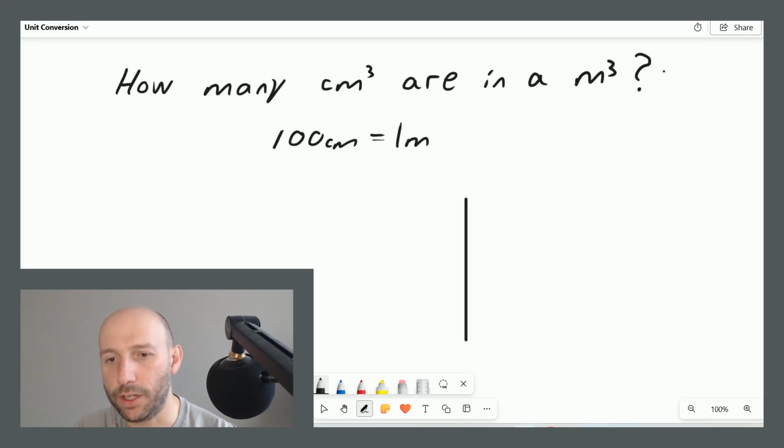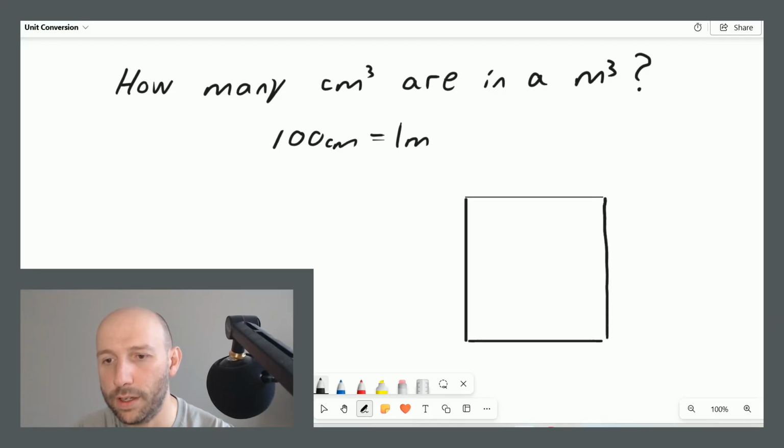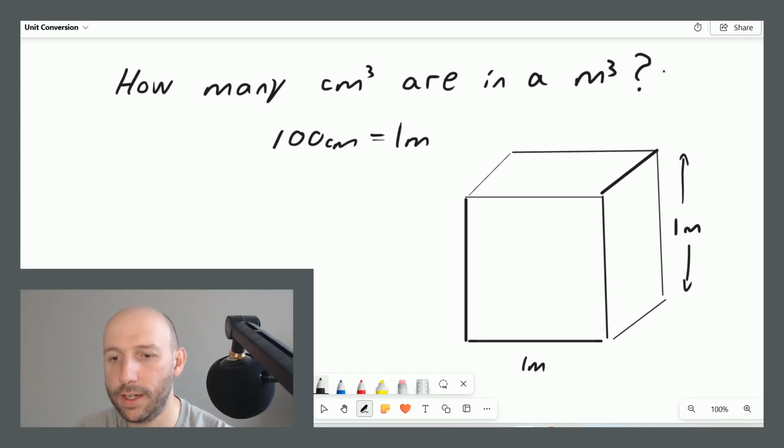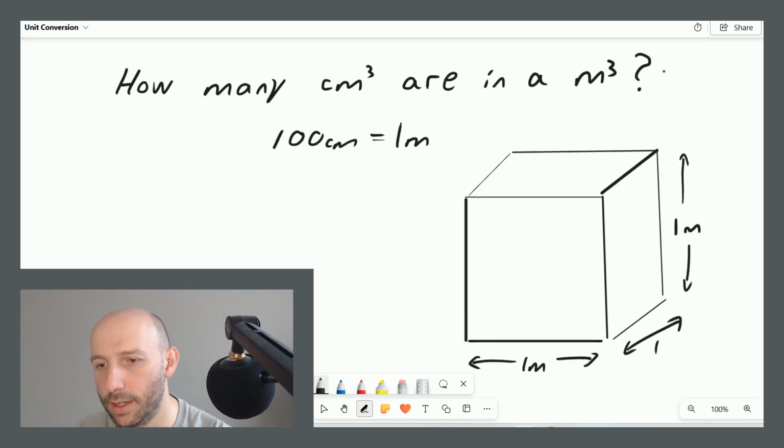Let's imagine our cubic meter. So we have a cube, and each side of that cube has a length of 1 meter. So we have 1 meter here, 1 meter here, and 1 meter here. Well, what would a cubic centimeter look like? Well, imagine a cube down here where each side length of that cube is 1 centimeter.